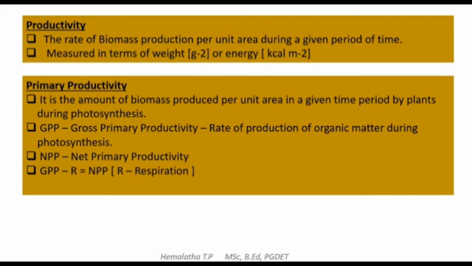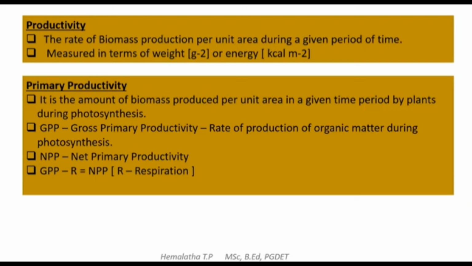This productivity is of two types, that is primary productivity and secondary productivity. Primary productivity is the amount of biomass produced per unit area in a given time period by plants during photosynthesis. As I told you already, the production is mainly by the plants. So whatever primary production takes place in the ecosystem by the plants is called primary productivity. Is there anything else in the ecosystem also? Yes, definitely. Other than the plants, some animals are also present.